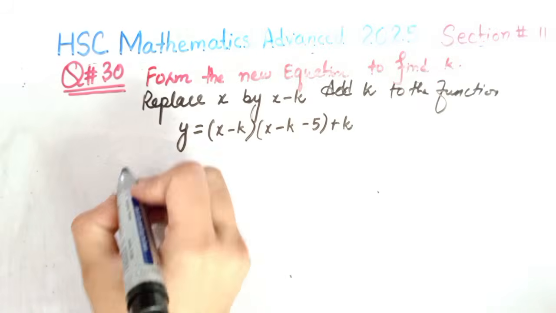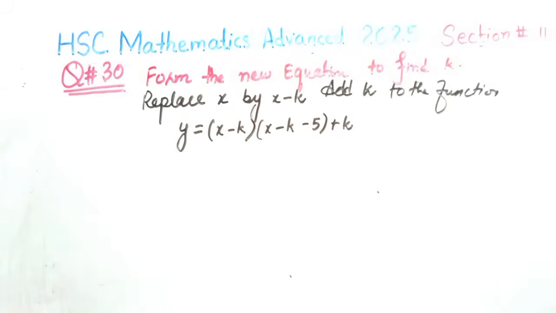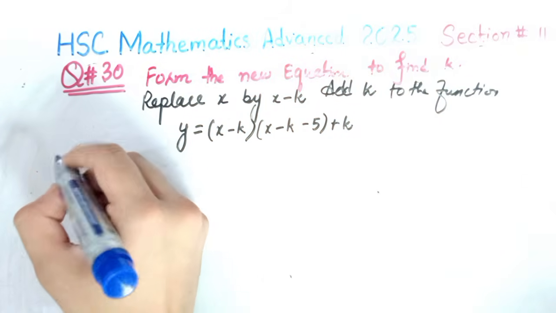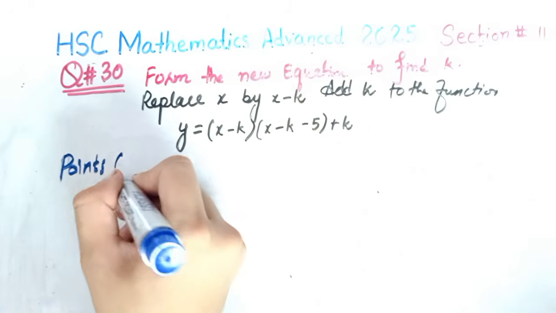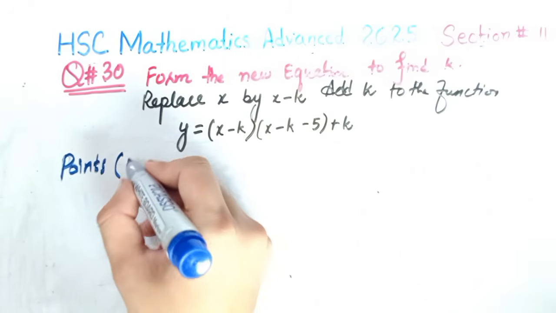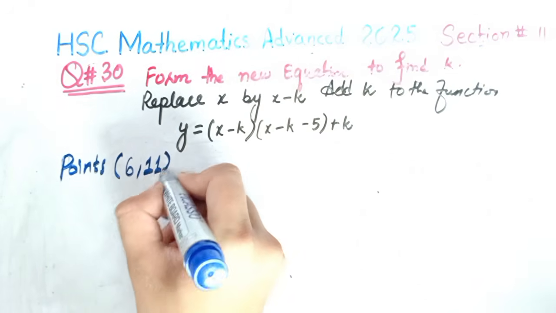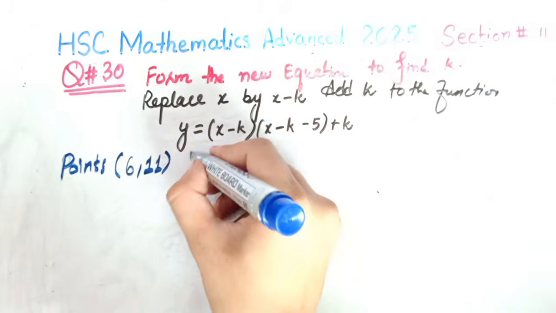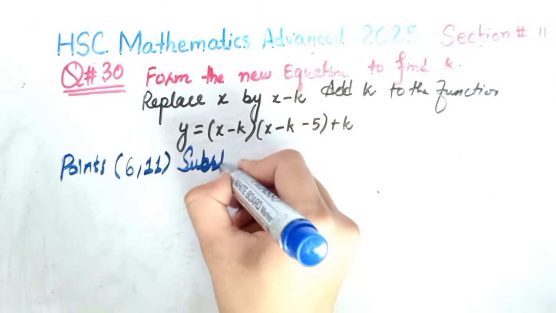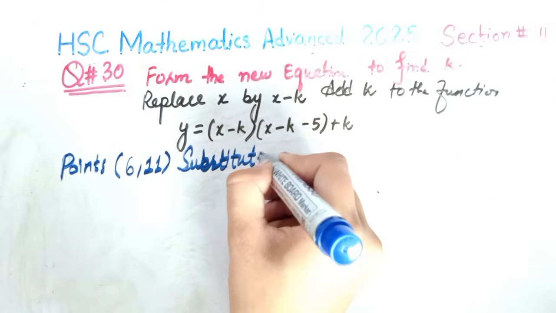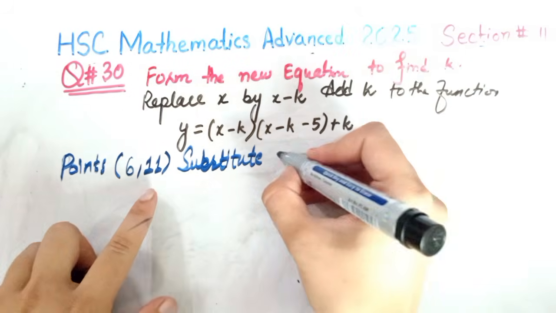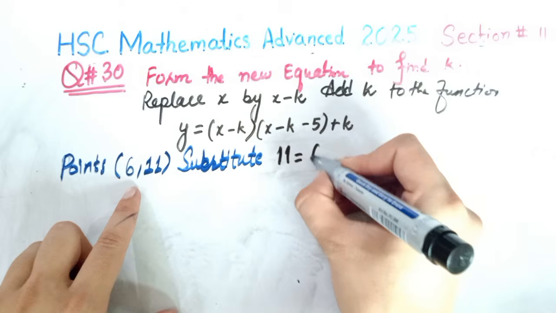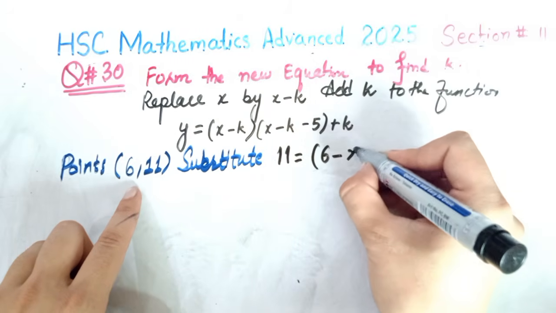Now we will substitute the point. The point is (6, 11). Substitute. What will we get? In place of y, we will write 11. In place of x, we will write 6.